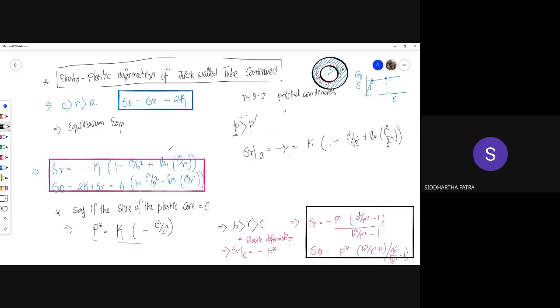Now, if you want to figure out the size of the plastic core for a given pressure, then that is an iterative method. Then you can write the expression something like this. Define this quantity as F: P minus K times 1 minus C squared by B squared plus ln of C squared by A squared. So all of this you can write.